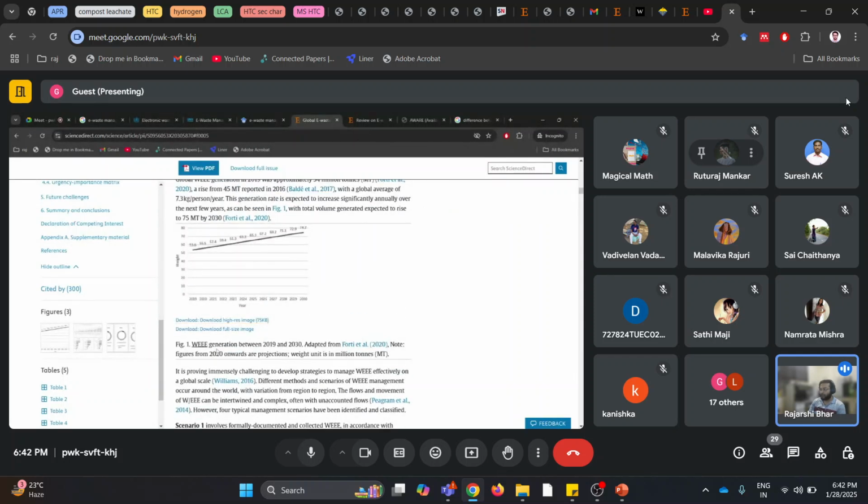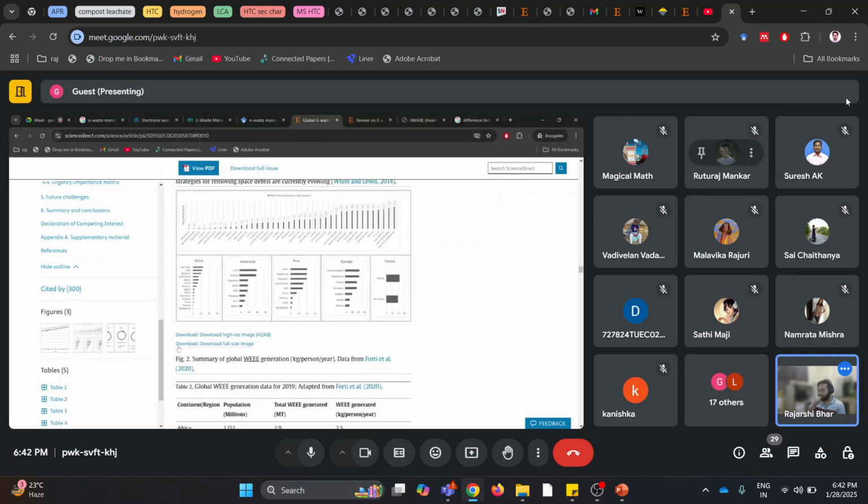Here again, there's a general trend from 2019 to 2030. People have drawn this projection to see the amount of waste electronics generated. You see that there is a continuous increase. That is also what is expected and concluded in other studies.